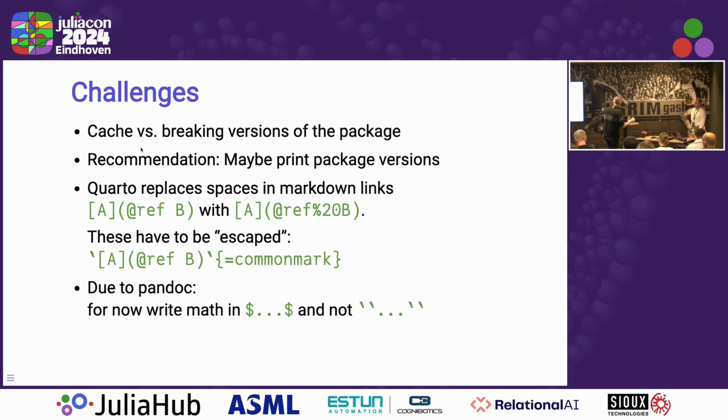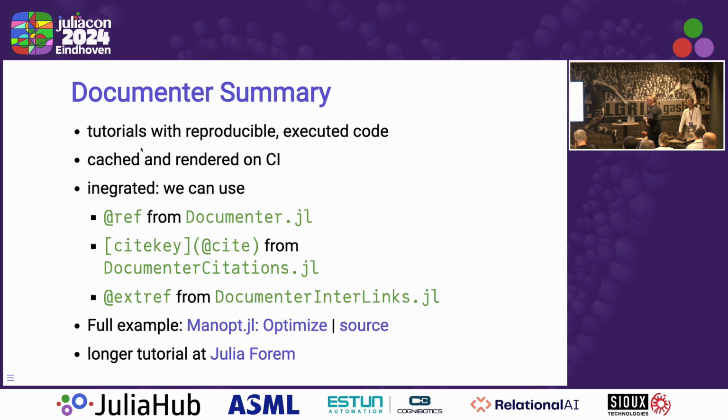And just to summarize, I think my next is already my summarize slide for my part here. So as I said, we get tutorials that are reproducible, that have executed code, even plots work and all like that. They are cached and rendered on CI, so you don't have to care about that yourself. It's done automatically on CI. You can use add ref from Documenter, and just to repeat those 2 packages, because I'm really a fan of those, you can use Documenter interlinks to reference doc strings from other documentations of other Julia packages. That's Documenter interlinks.